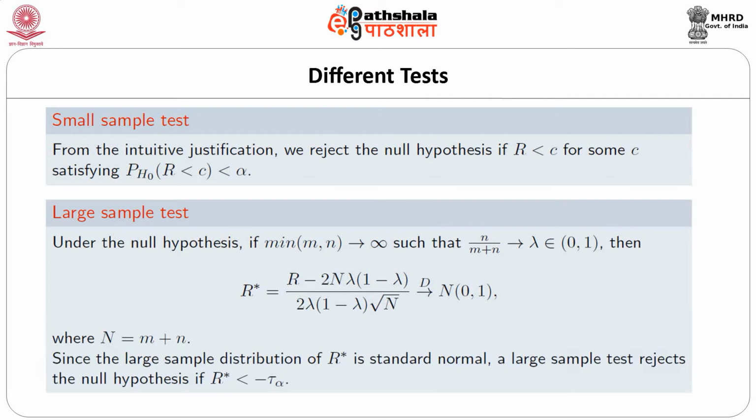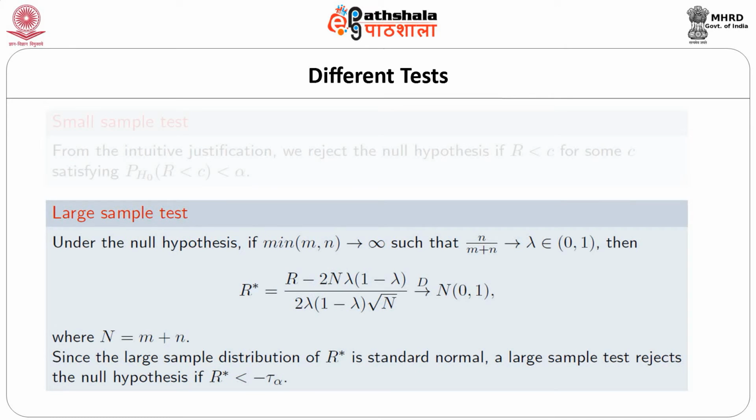Now we shall give the form of different tests using the total number of runs. From the intuitive justification, we reject the null hypothesis if r is less than c for some c satisfying probability of r less than c, evaluated under the null hypothesis, is less than alpha.